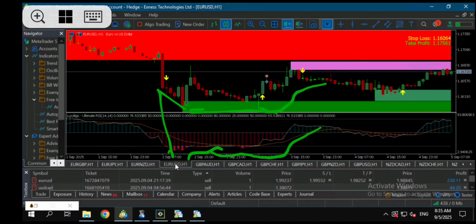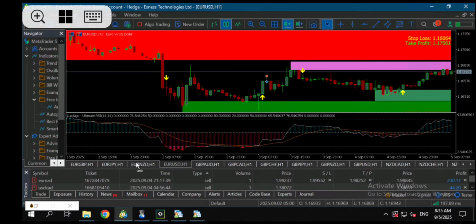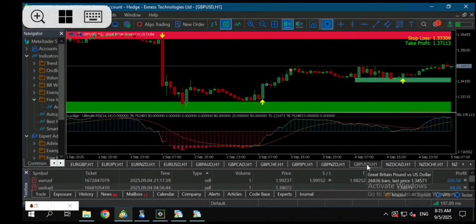Now let's check for some other zones. Now we have GBP USD here. We can see price here also starts making its move, with RSI at the oversold level and also at a proven zone. Then price began its move.